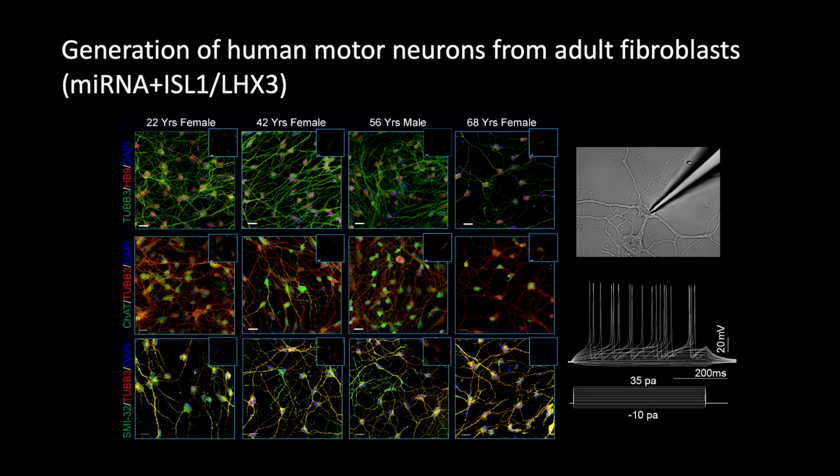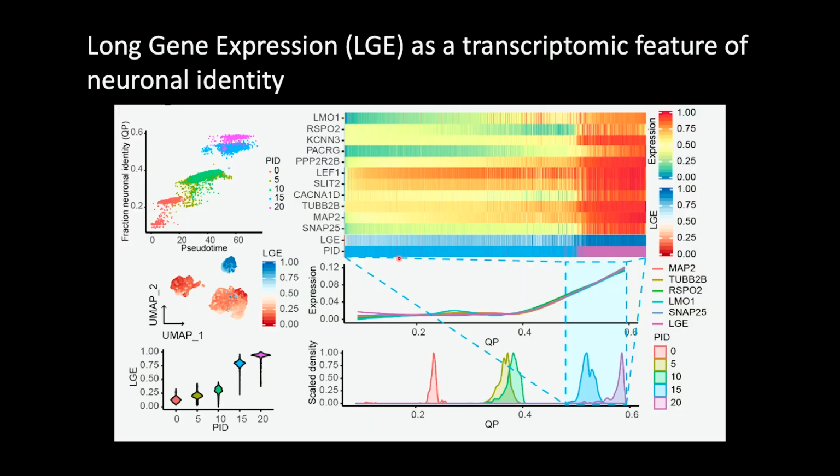Besides these electrophysiological properties and neuronal markers, what we also pay close attention to is analyzing genes that are long. We call this long gene expression. We do this because we need a way of looking not just at a couple of neuronal genes, but at a whole transcriptomic feature that we can use as an indication of neuronal identity. What I mean by long gene expression is we have a collection of genes that are pretty long, bigger than about 150 or 200 kb from start to stop.